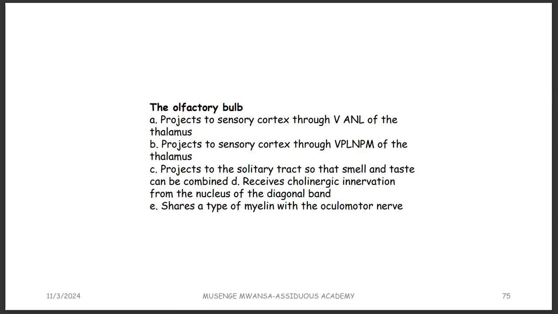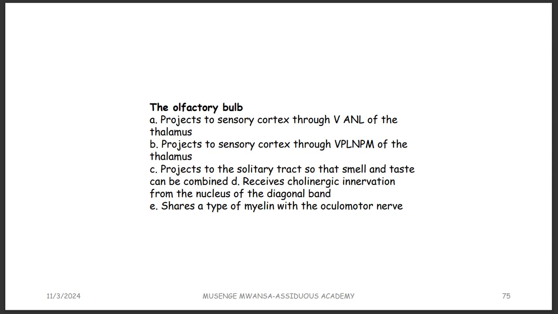And then B, the olfactory bulb, projects to the sensory cortex through the ventral anterior nucleus of the thalamus. Ventro-anterior nucleus, you can guess what it means. And then C projects to sensory cortex through the ventral posterior lateral nucleus of the thalamus.